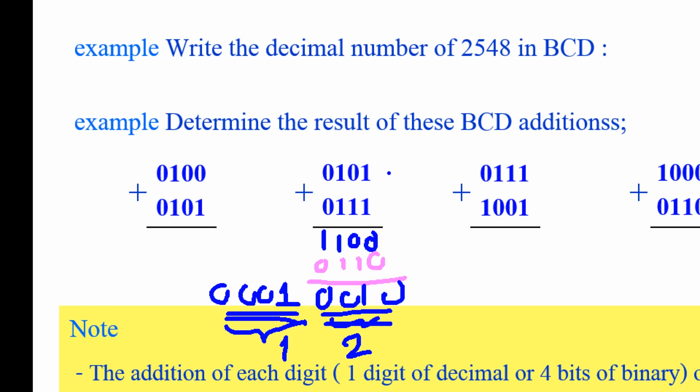Okay, how about the result? This one is 5, this one is 7. When you do the addition, the result is 12. It's okay. So for BCD, when you do the addition, you must check whether the result is over 9 or not. If it is over 9, you should add 6 to do some adjustment.